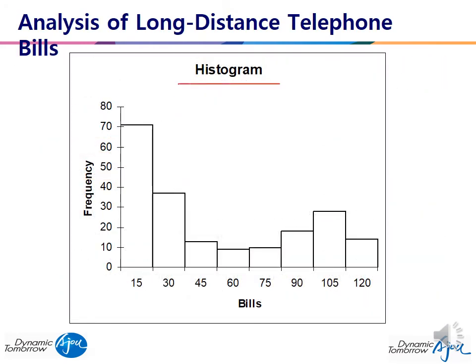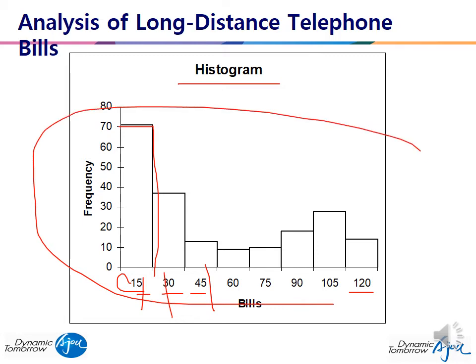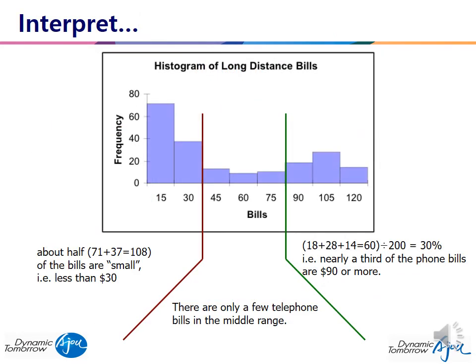This is a histogram, based on the classes 15, 30, 45, up to 120. Each is a category, and for each category we count the frequency. Then you can create this histogram. But this is for interval data, not nominal data. From the histogram of long distance bills, we can interpret the results.